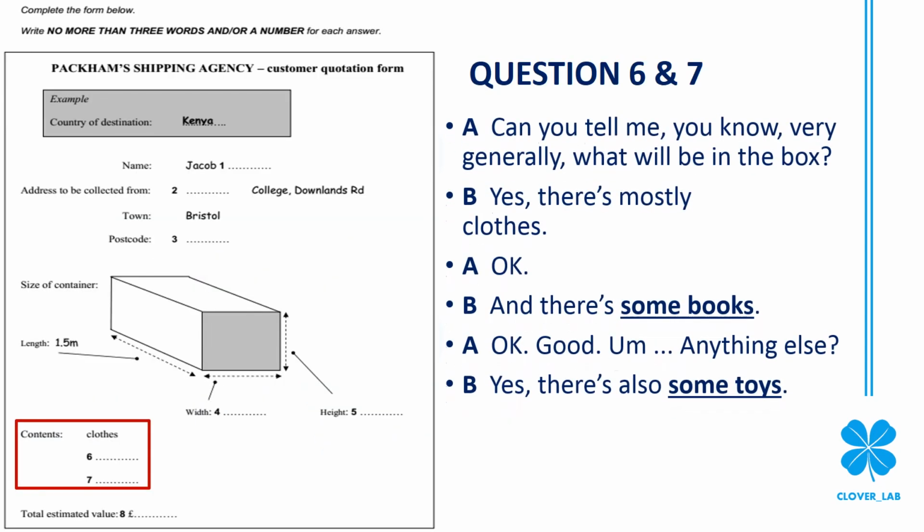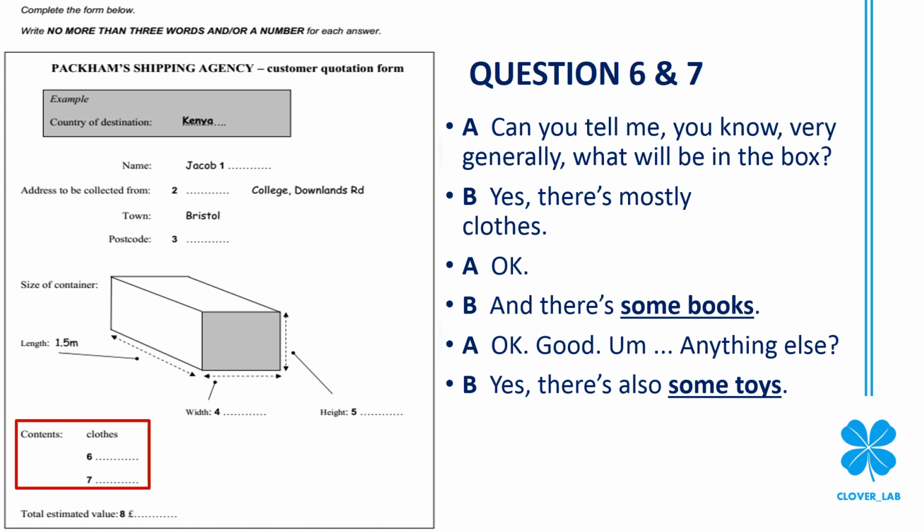So I'll calculate the volume in a moment and get some quotes for that. But first, can you tell me, very generally, what will be in the box? Yes, there's mostly clothes. Okay. And there's some books. Okay, good. Anything else? Yes, there's also some toys.